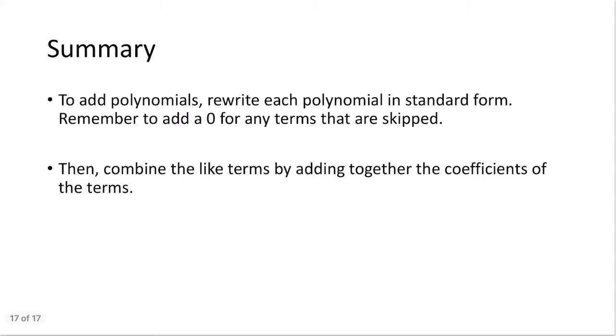Okay, so to add polynomials, you're going to rewrite each polynomial in standard form and then add in any zeros for terms that are skipped. Remember to then combine the like terms by adding together the coefficients of the terms.